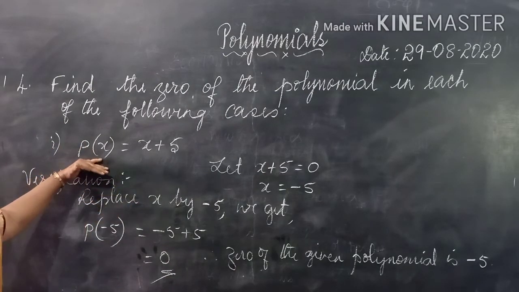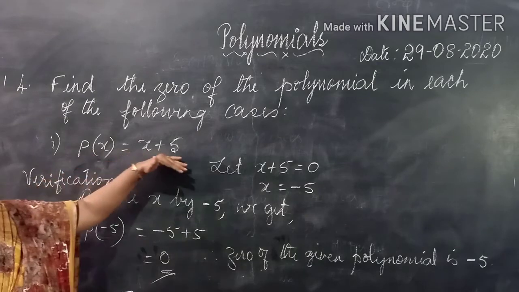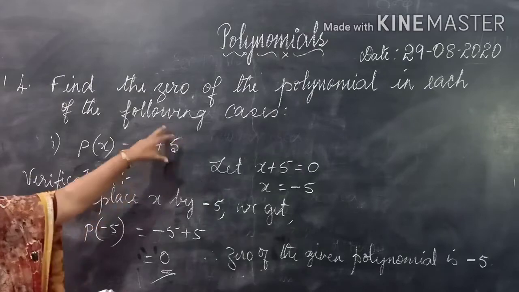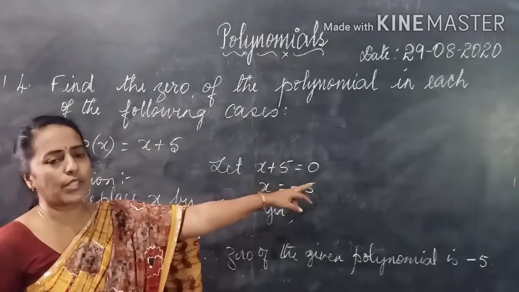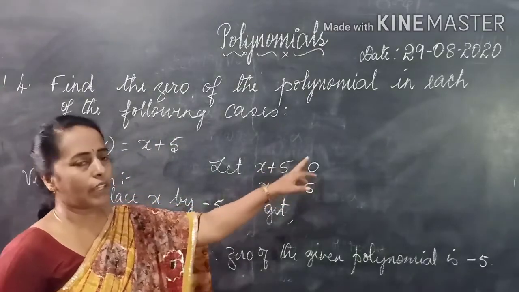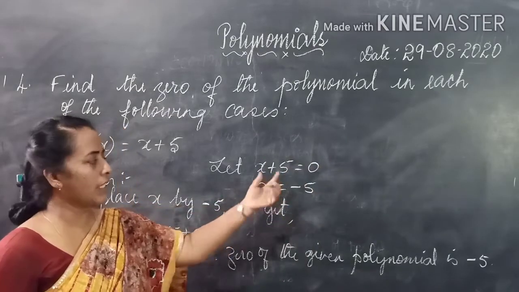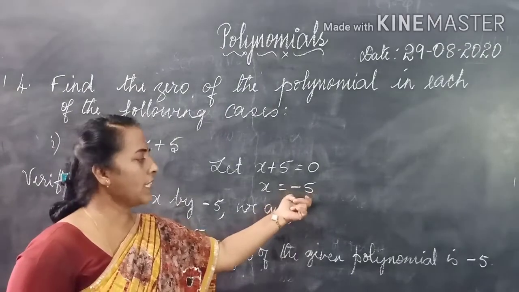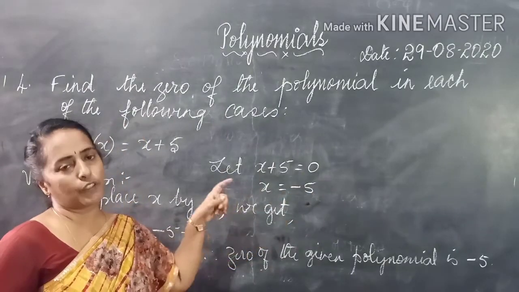Here, the first polynomial is p of x equals x plus 5. How to find the zero of the polynomial? Let us equate this given polynomial to 0. So, x plus 5 equals 0. That is, x equals, if you take plus 5 to that side, it will be minus 5. So, minus 5 is known as the zero of the polynomial.